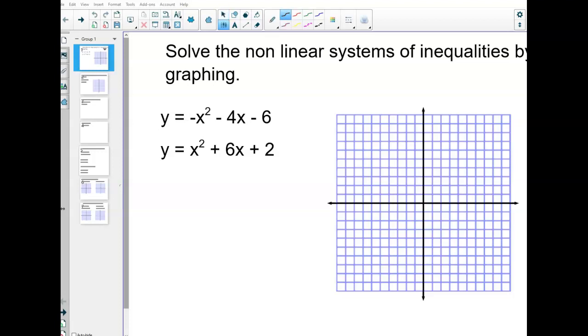So when we solve these by graph, I have to use my negative b over 2a. And this is the work I want to see. So I'm going to start with my first one.